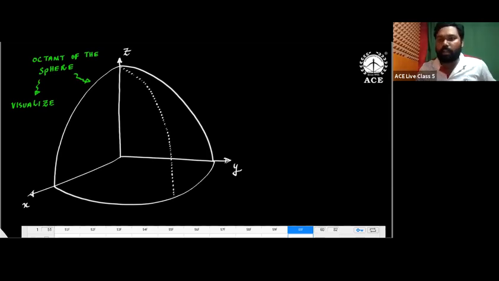Okay, there was a small technical error. Fine. So this is an octant of the sphere, but I'll ask you to visualize the sphere. What you want to say, Mr. Attendee? So, octant of the sphere, but I'll ask you to visualize the sphere.